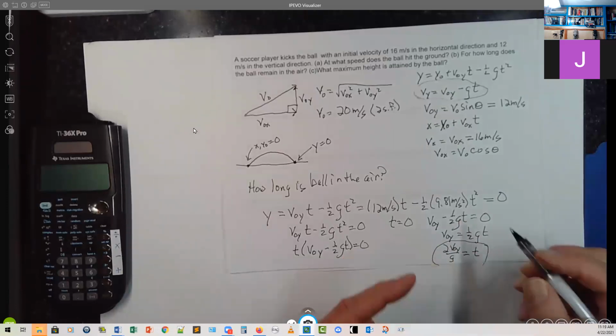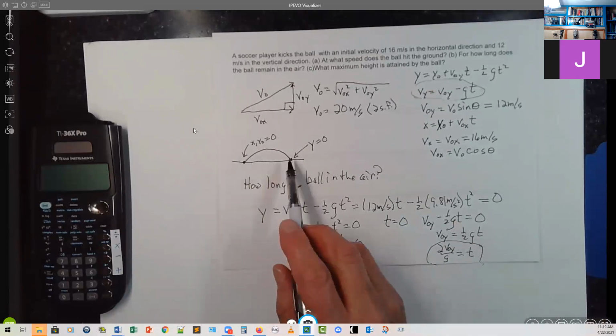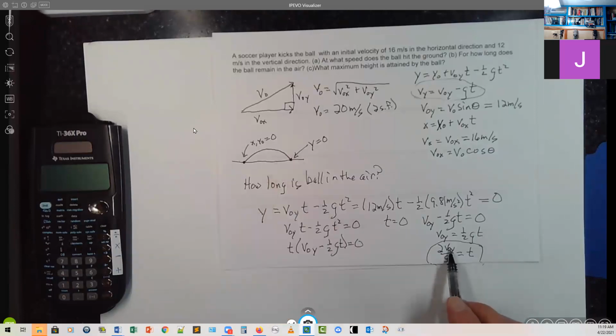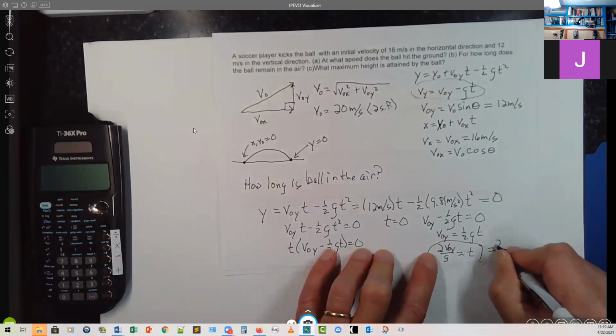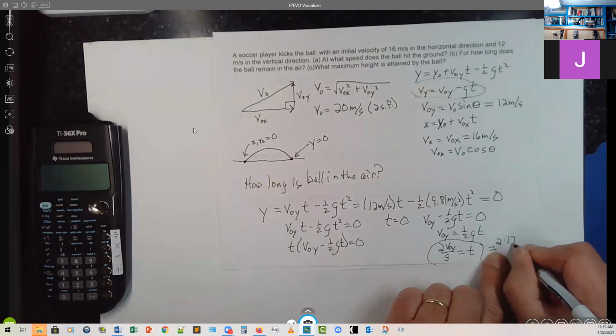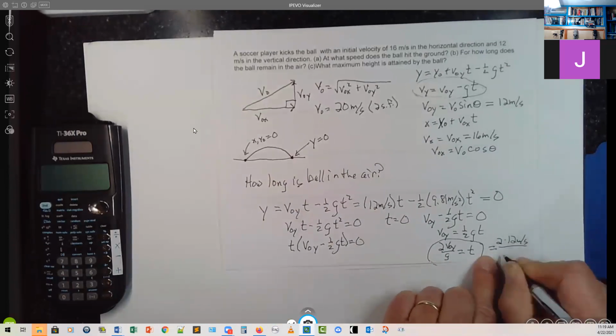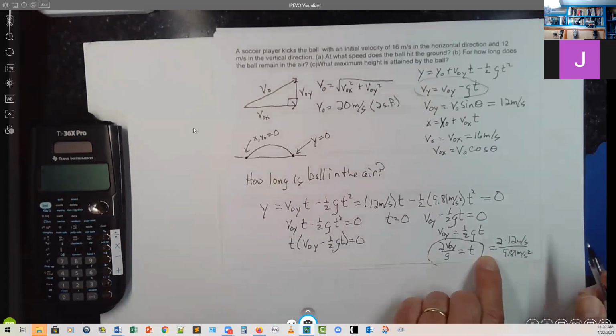This is something important. If you have a projectile that begins and ends at the same height, its time of flight is going to be twice the initial velocity in the y direction divided by g. So that's good to know. Okay, well, now that we know that time of flight, we could actually punch numbers here and get it. 2 times, where is v naught y? 12 meters per second divided by 9.81 meters per second squared.